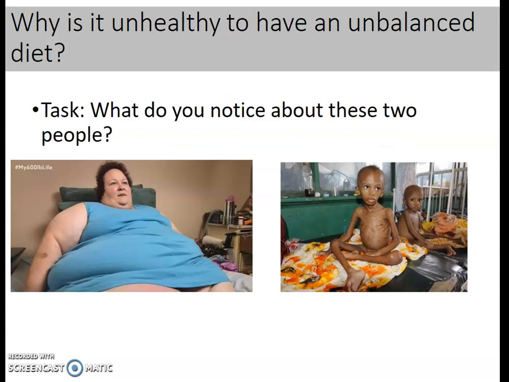Just for the first thing, why is it unhealthy to have an unbalanced diet? Can you just look at those 2 different types of people and what do you notice about them? Write some things down and then we'll go through it. It's fairly obvious really that the one on the left has eaten way too much, or simply hasn't got any exercise, or could have some health problems related to them. But again, there's also health problems with the person on the right, and that is somebody who hasn't had enough nourishment or enough nutrients in their diet, so you can actually see their bones.